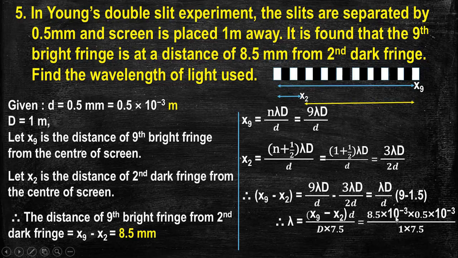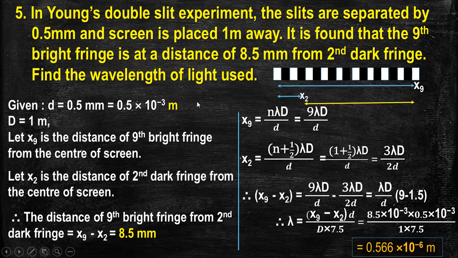8.5 millimeter. You have to convert it into meter by multiplying by 10 to the power of minus 3, multiplied by small d. Small d value is given. It is how much? It is 0.5 mm. You have to write 0.5 into 10 to the power of minus 3 meter divided by the d value, which is 1, and 9 minus 1.5 is 7.5. Then if you solve it, it will be 0.566 into 10 to the power of minus 6 meters. This is the answer. So you have to practice this problem particularly several times, and similar problems, then only you can understand better.